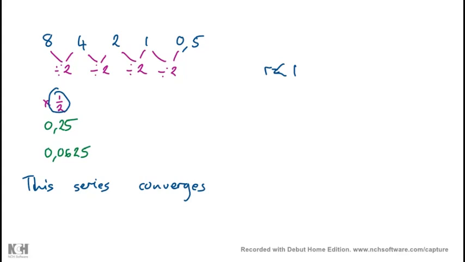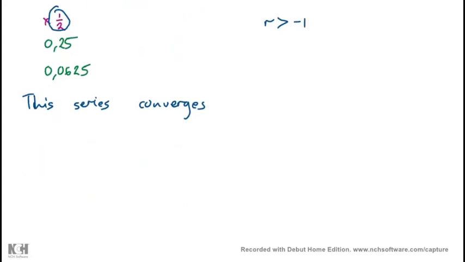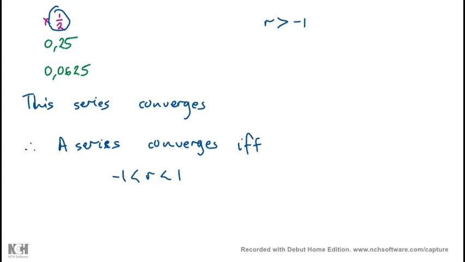Otherwise, if you have a common ratio that is greater than 1, then that series doesn't converge anymore. It diverges. The same thing happens in the negative direction; it can only converge when r is greater than -1. So a series converges if and only if r is between -1 and +1. A series is only going to converge when that happens.